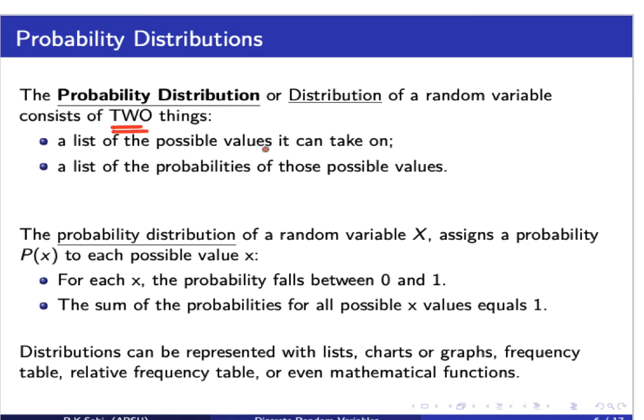It not only tells us what the possible values a random variable can take, but it also gives us a list of the probabilities of those possible values. Well, let's go back to that example we had, 3 flips of a coin. Okay, so once again we go back to this one. We say, hey, X is the number of heads in 3 flips of a coin.